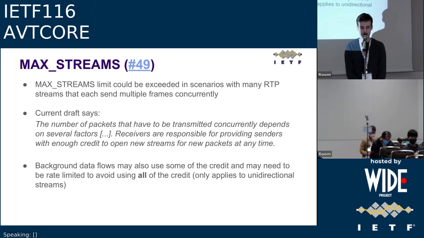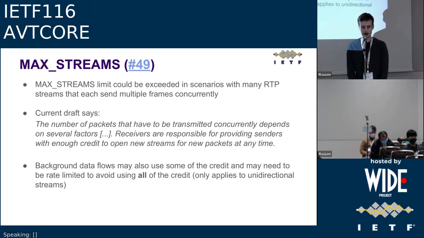Our draft currently says the number of packets that have to be transmitted concurrently depends on several factors. Then we name a couple of factors. And then it says receivers are responsible for providing senders with enough credit to open new streams for new packets at any time. We could be more specific about how to calculate how to increase max streams, but it's kind of hard to come up with a very precise calculation for that, because there's always the case where we have background data flows that may also use some of the credit and may need to be rate limited to avoid using all of this credit.